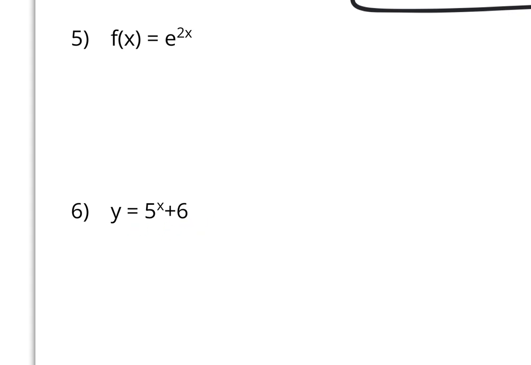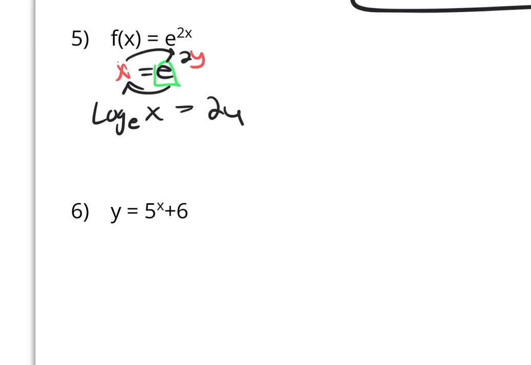So this first one, switch my x and y's. So x is going to be here, and then it's e to the 2y power. Do my loop starting at this base. So log base e of x equals 2y. Log base e can be written as ln. And then I can divide by 2.